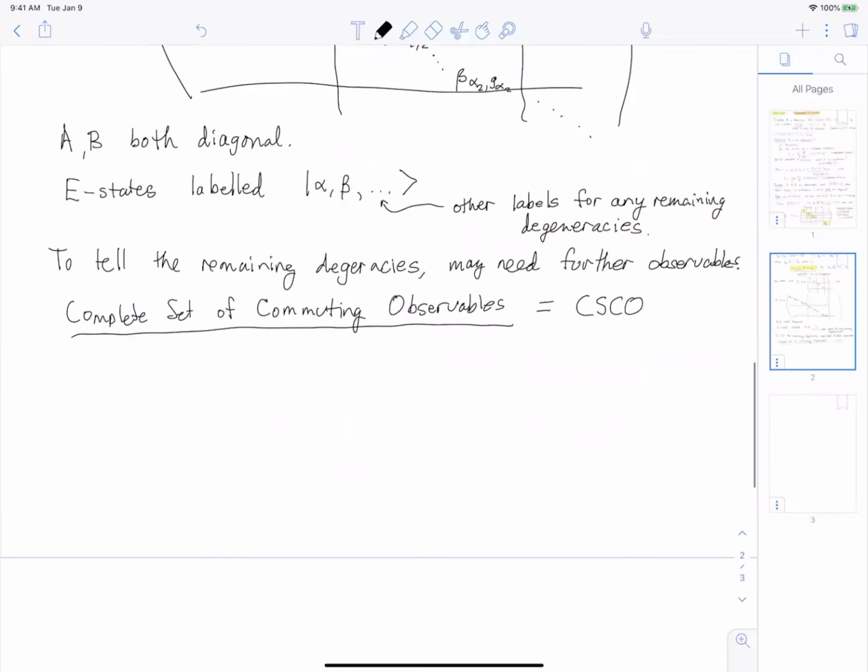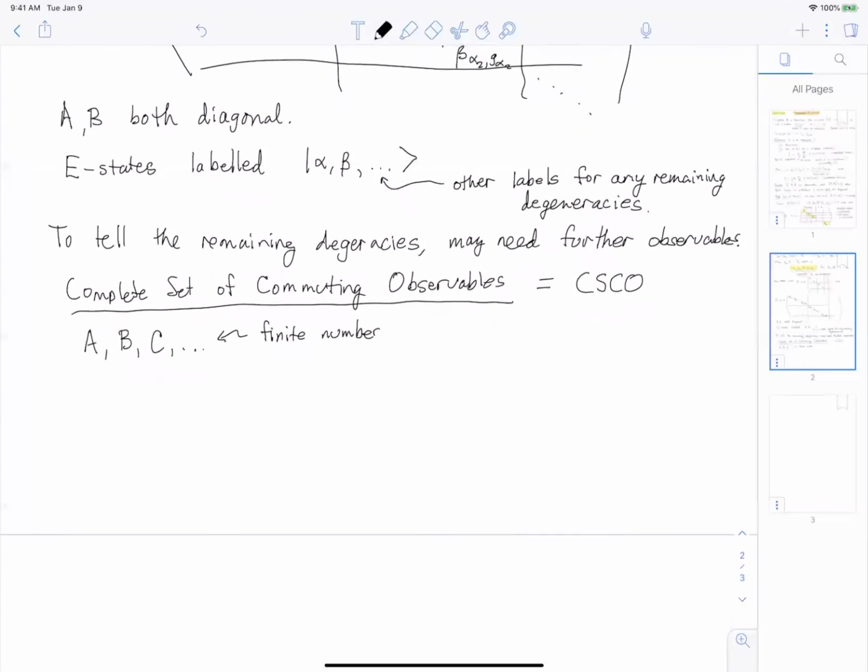And so what it is, you assume it's some set of observables that we can call A, B, and C, up to however many there are. And in every case that we will ever deal with, this is going to be finite. It doesn't go on forever. There's a finite number of these. And it's usually a small number, like 2, 3, or 4, even if you're talking about an infinite dimensional Hilbert space.